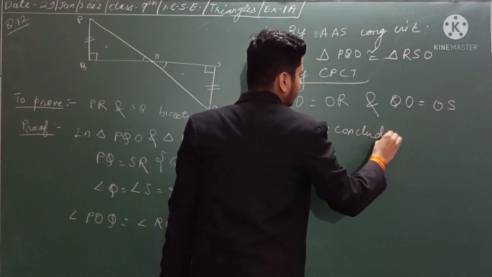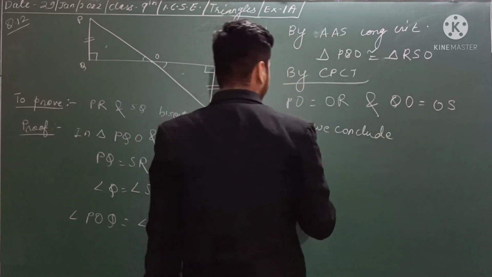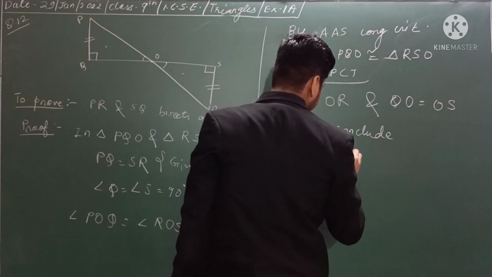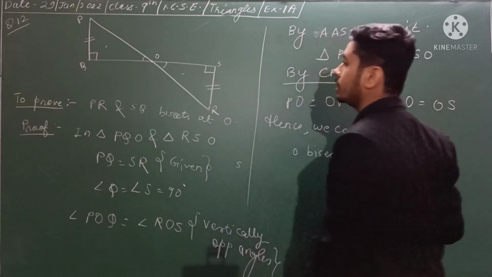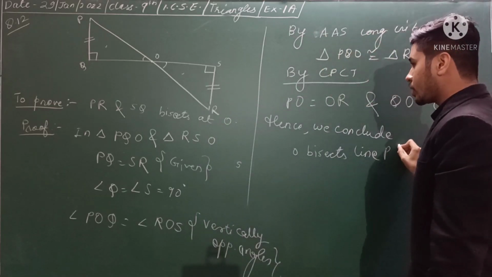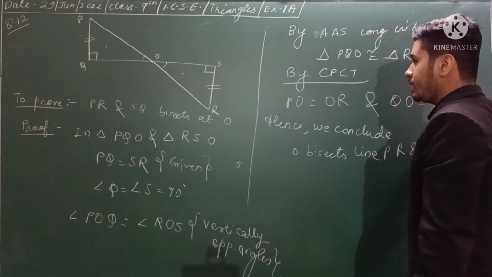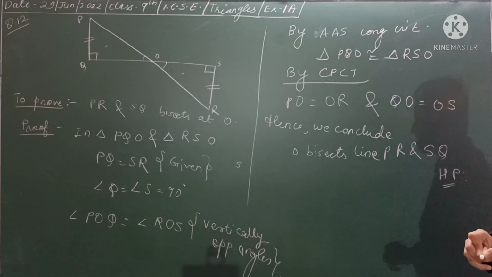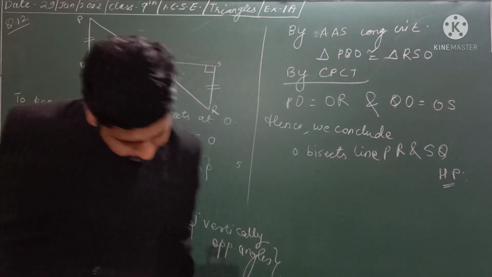What can we conclude from these two statements? That O bisects lines PR and SQ. Hence proved. I hope this is clear to you, the easy one.